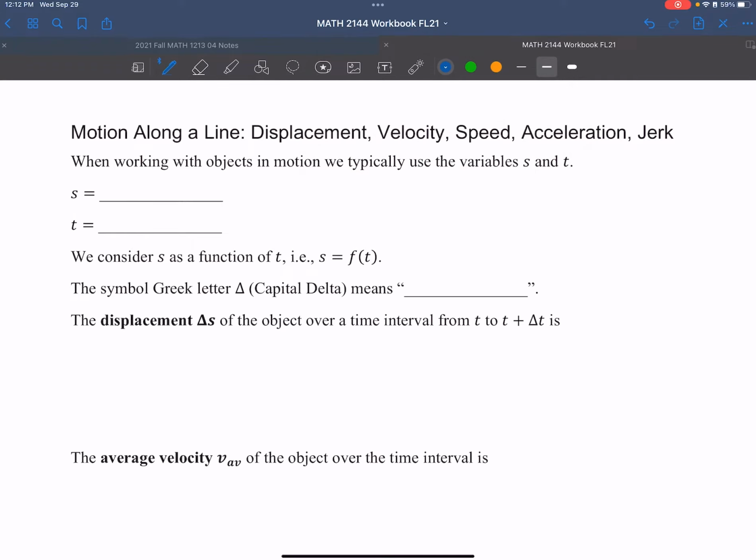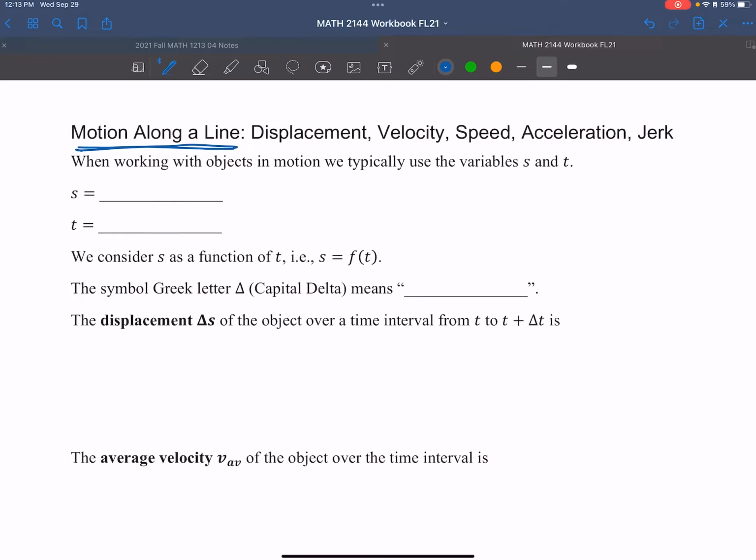So we're going to consider basically motion along a line, and we have these 5 words: displacement, velocity, speed, acceleration, and jerk. And we want to understand what all of those mean in the context of calculus and in some word problems that we'll look at later today.